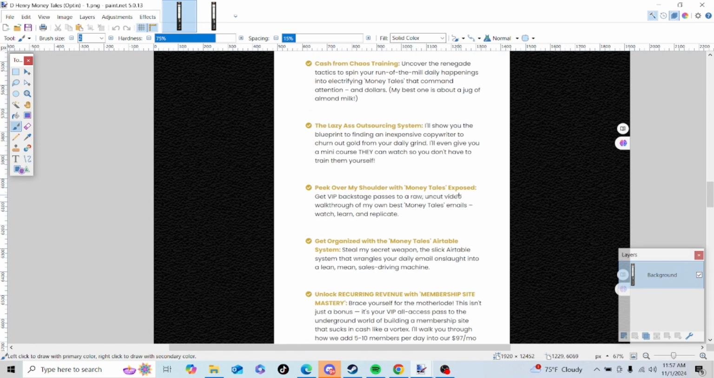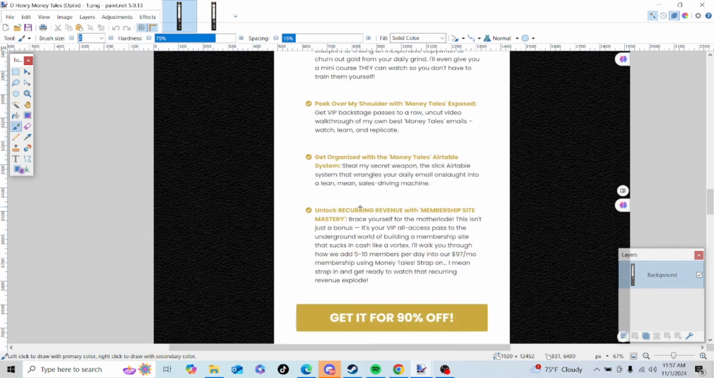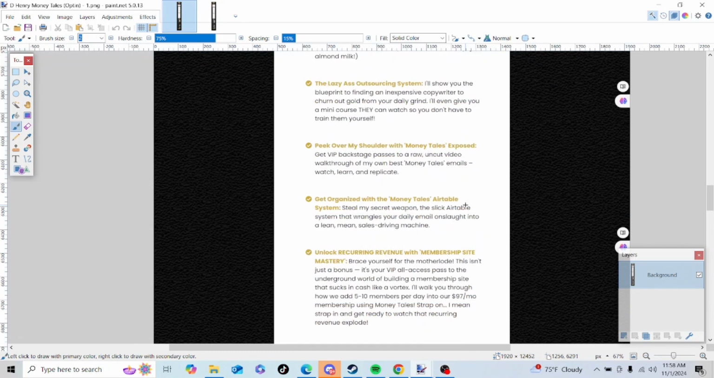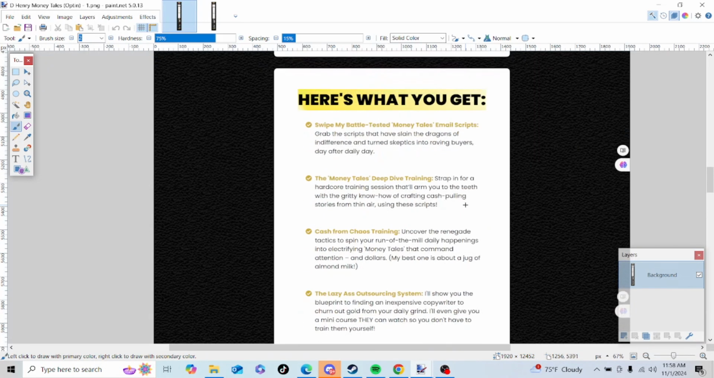Peek over the shoulder for Money Tales exposed, get organized with the Money Tales Airtable system, and unlock recurring revenue with membership mastery. So he's got several things, several bonuses going on there, even though he's not specifically calling them bonuses. Obviously, we have several things here in addition to the main product.